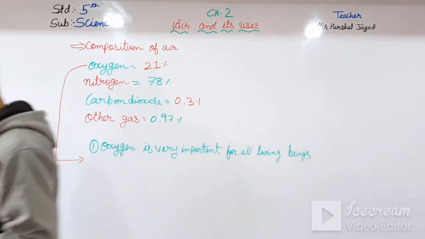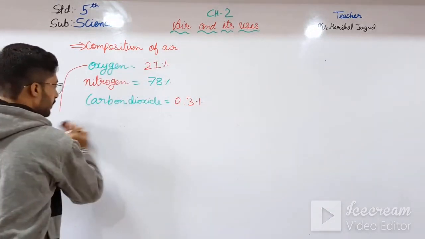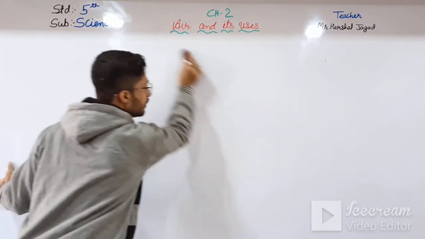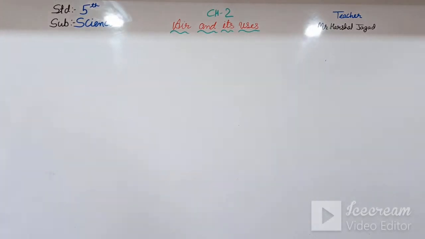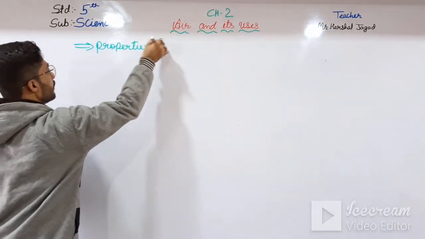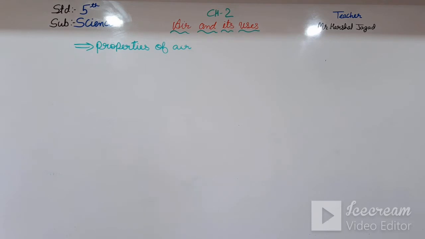Now properties of the air. What are the properties of the air? Let us see that. So now going to the properties of the air. So, here, the first is air occupies space.